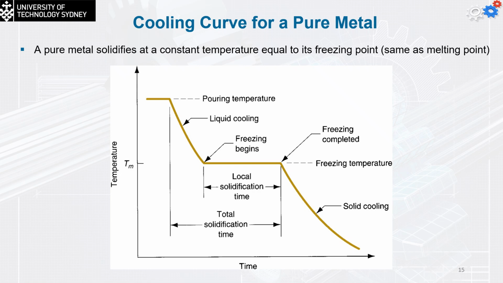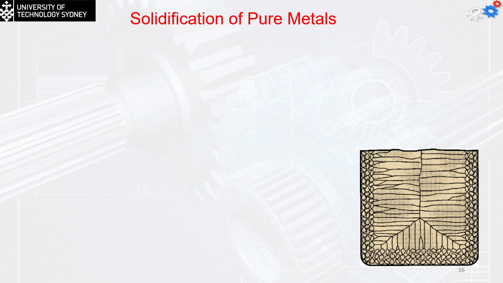Okay, now we pour the metal. We're going to go back from the left to the right. So we're going to drop the temperature from the pouring temperature to the freezing point, which is the same as the melting point. We keep losing the heat, which is the local solidification time, until we reach the freezing point, which is going to have the freezing completed. Then we're going to cool down the metal and we're going to have shrinkage. Now, what does this call? Let's see the solidification for the pure metal first.